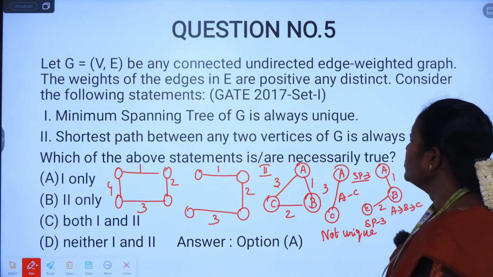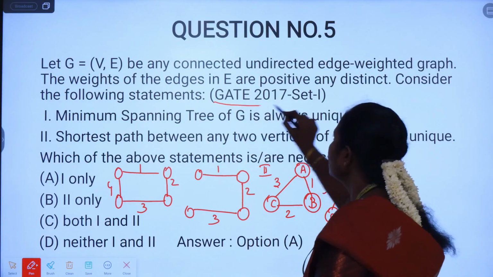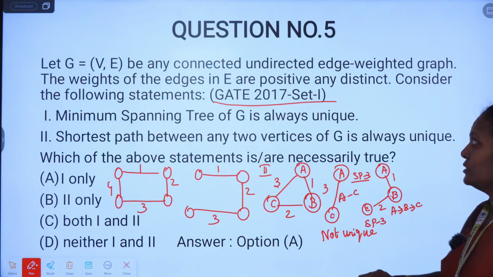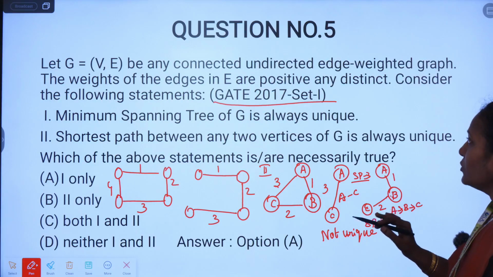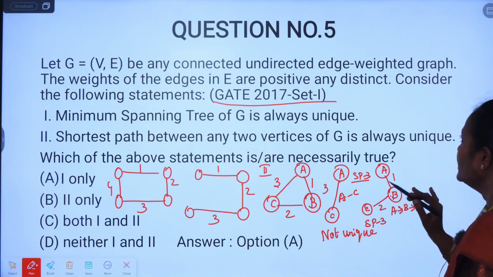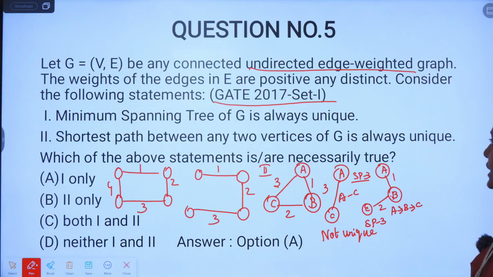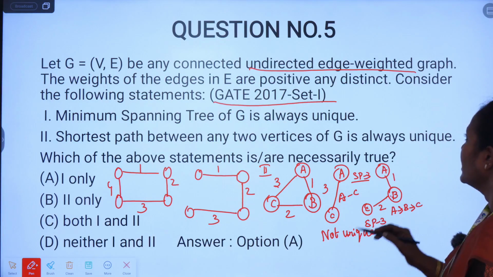Next, we are going to move on to question number 5. This is actually a GATE 2017 set 1 question. So in this also we are going to consider one graph, with vertices V and edges E, be any connected undirected edge weighted graph. The weights of the edges in E are positive, any distinct values.